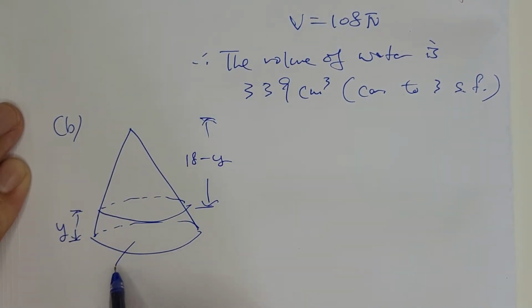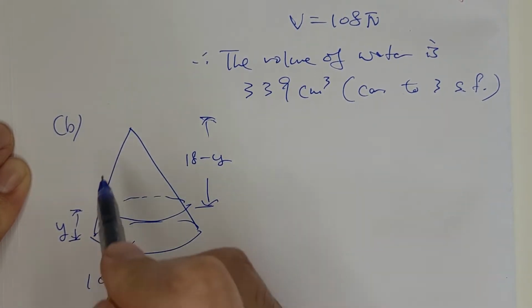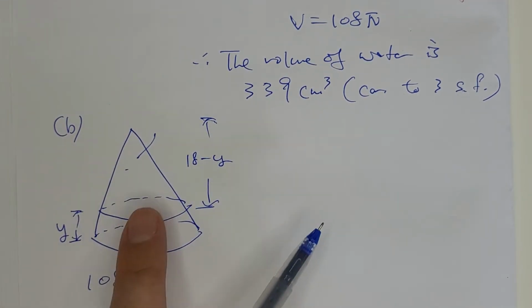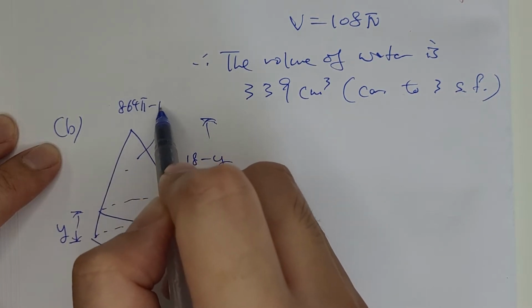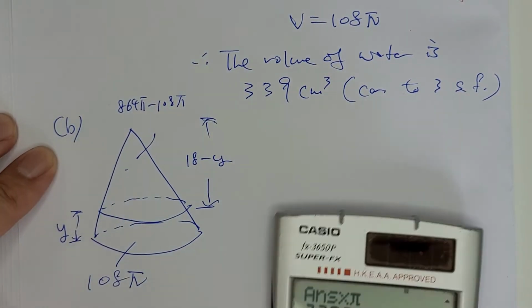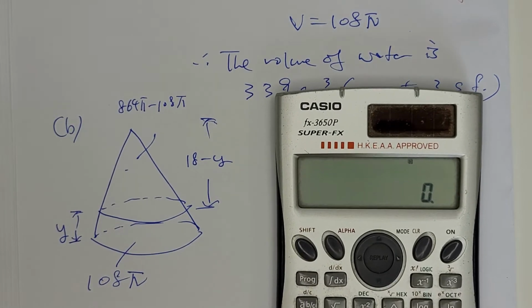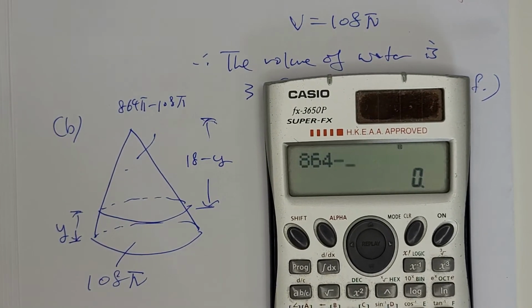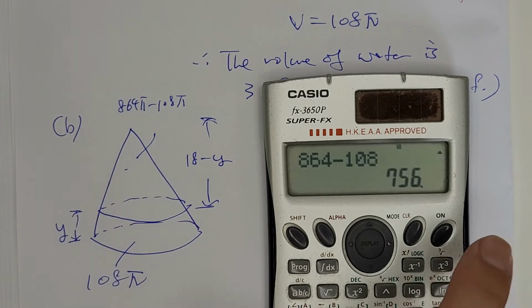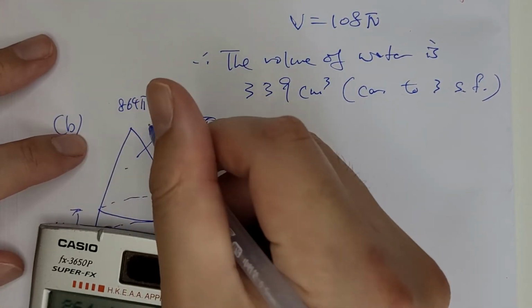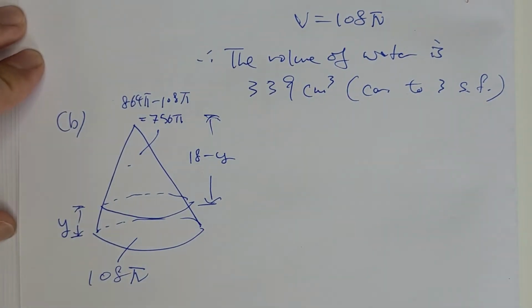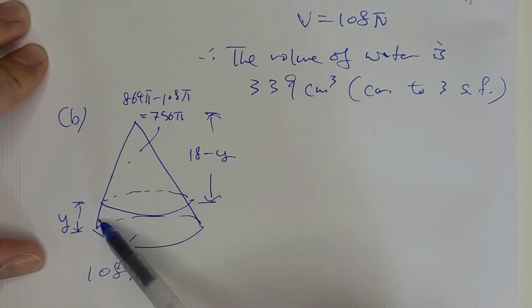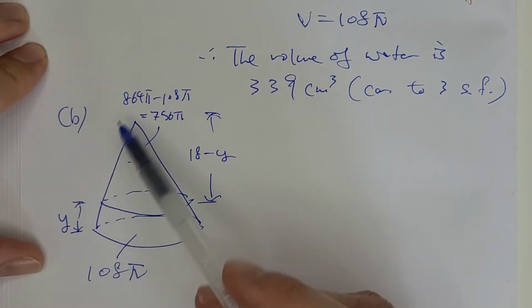So I know the volume of the water will be 108 times pi, and hence you can find the volume of the empty space, that is 864 pi minus 108 pi. That is the total capacity of the container minus the volume of water. That is 756 pi. Why do we need to calculate all this? Because you can observe the empty space is similar to the container.